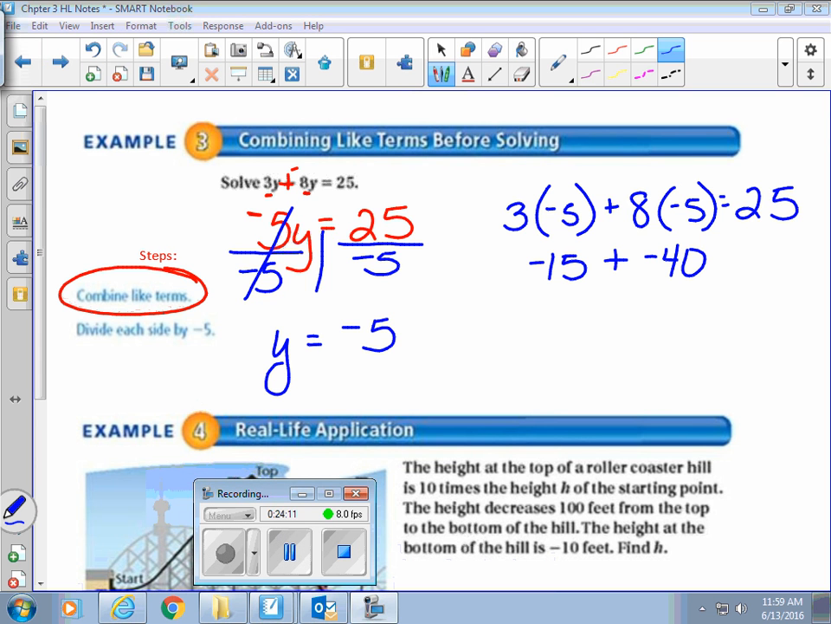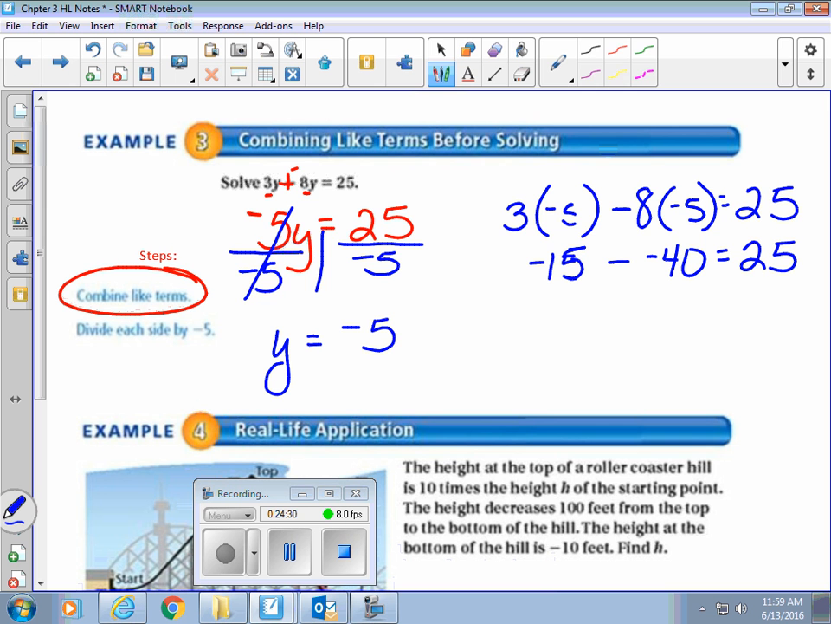I'm sorry, the original equation said minus, that's my bad. This should be negative 5 minus 8 times negative 5. Maybe there was something wrong there. So I've got negative 15 minus negative 40, and that should be equal to positive 25.